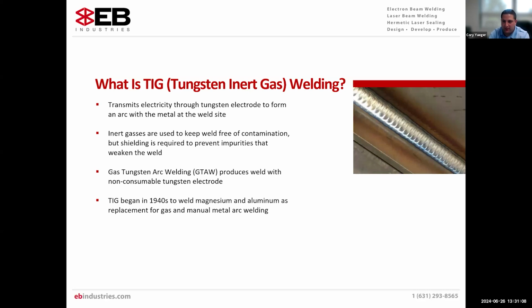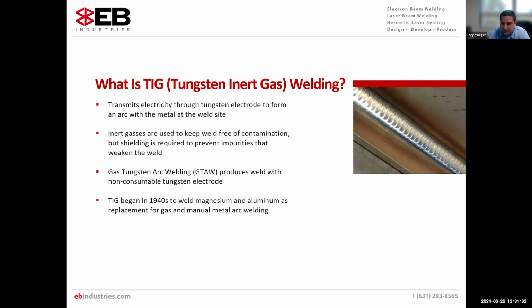Tungsten inert gas, or TIG welding. TIG welding transmits electricity through a non-consumable tungsten electrode to form an arc with the metal at the weld site. Most TIG welds require the use of a filler metal. An inert gas is used to keep the weld free from contamination. Without proper shielding, gases in the air, like oxygen, and in the case of titanium, nitrogen, will react with the metal to form oxides and other compounds that can introduce impurities into the weld and weaken it.